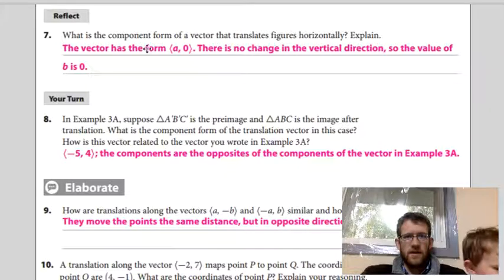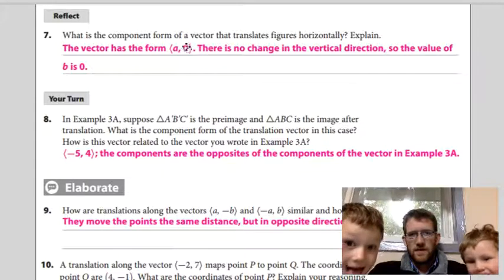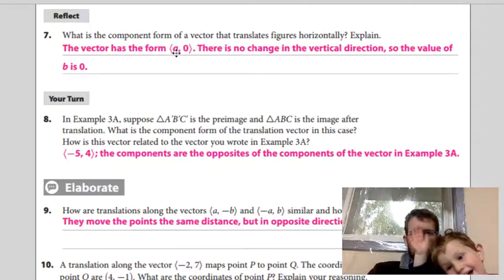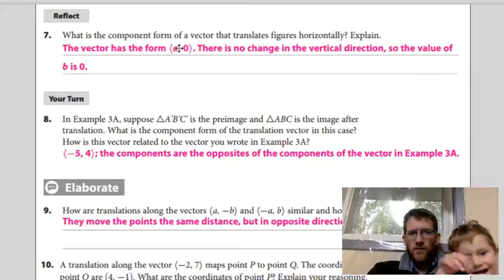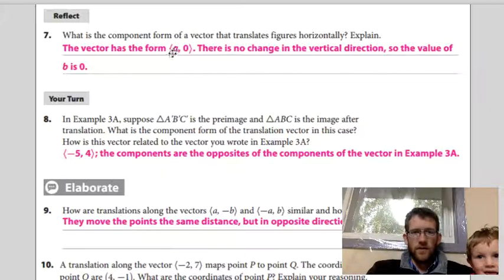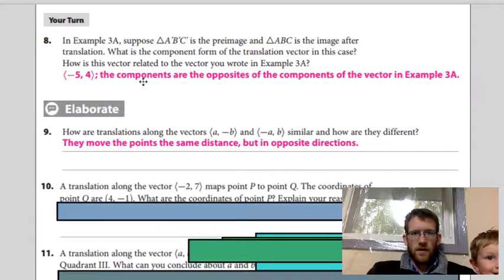Okay, number 7, the component form of a vector that translates horizontally is simply going to have 0 for the second value there. The first part of that component form will be some kind of value. It doesn't matter what it is. For this one here, you have to refer back to 3a, but it basically asks for that vector as -5, 4.